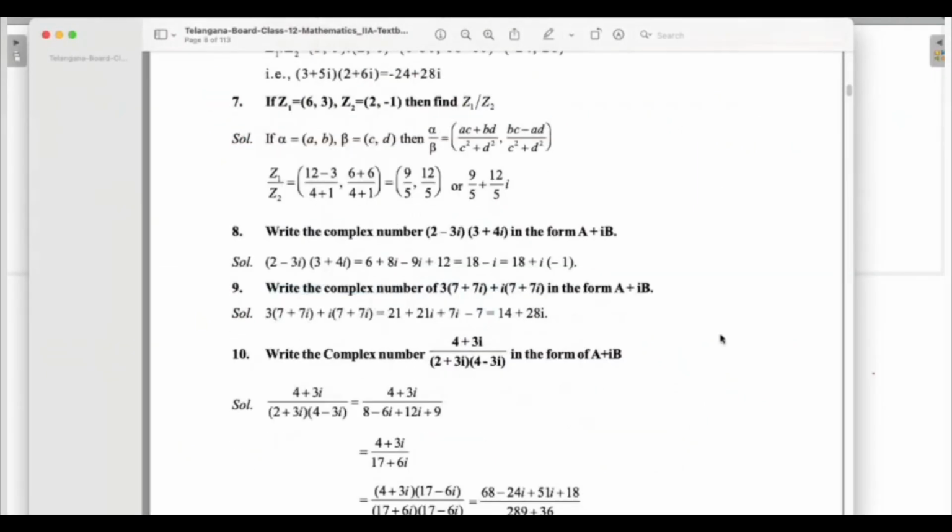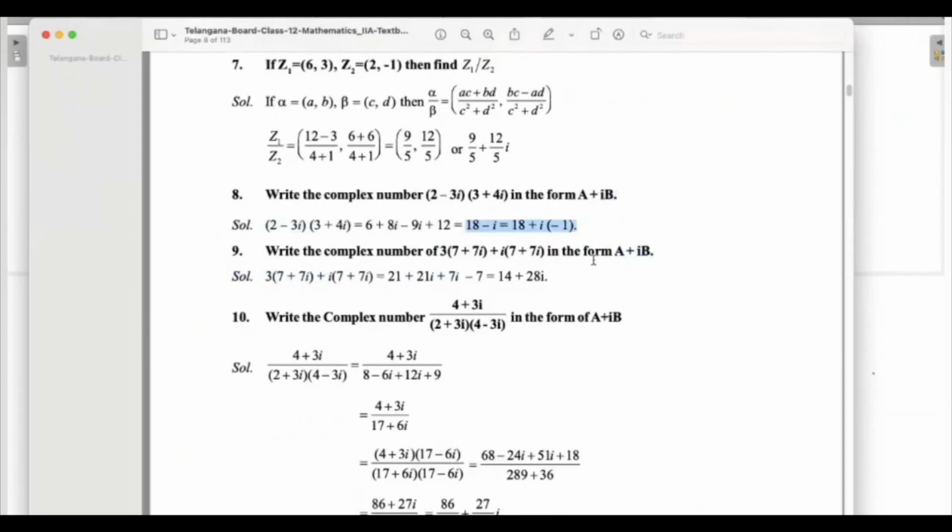Okay, so this is simple multiplication, and once you multiply as we did last time, you know that it will come in the form of a plus ib. So every time you write a complex number, you have to write it in real part and imaginary part. In some cases, when you have only a real part, then you write 0i, so that the imaginary part looks like 0, but it is also in the form of a complex number.